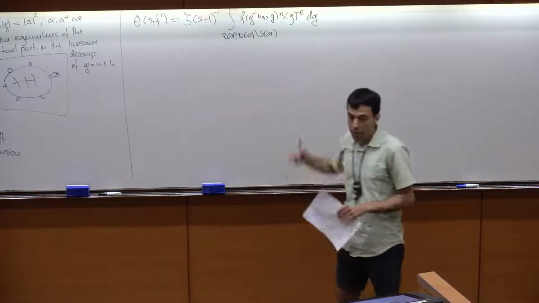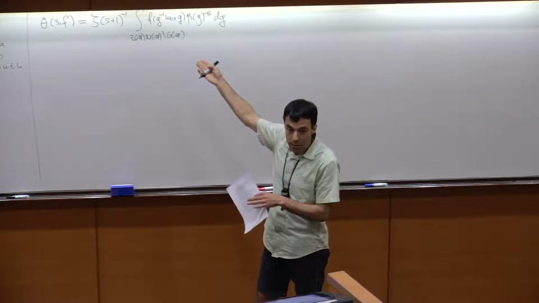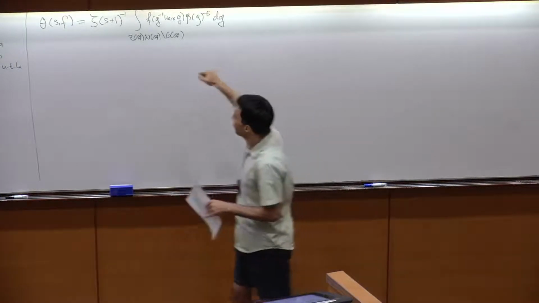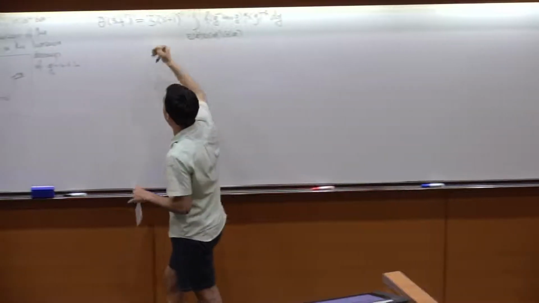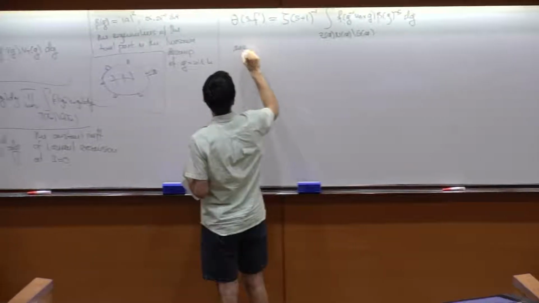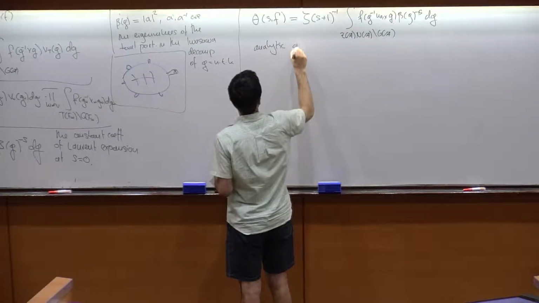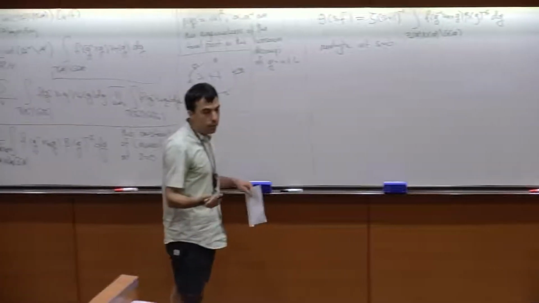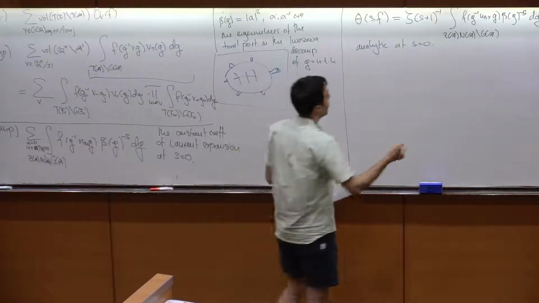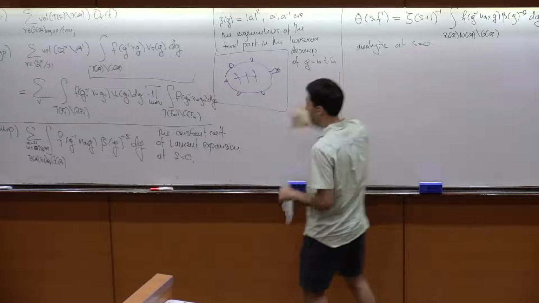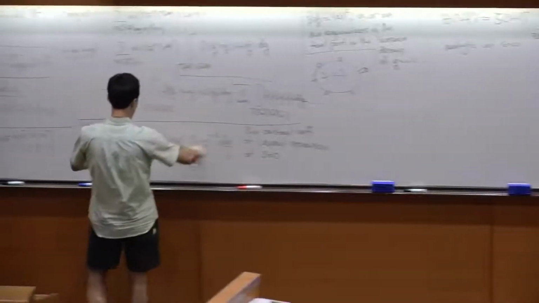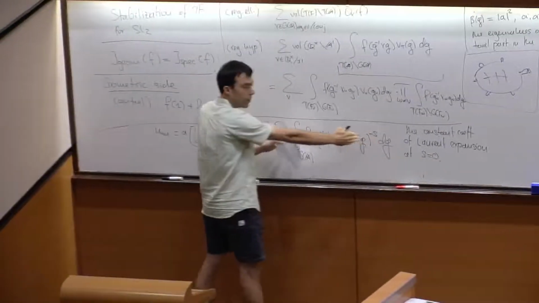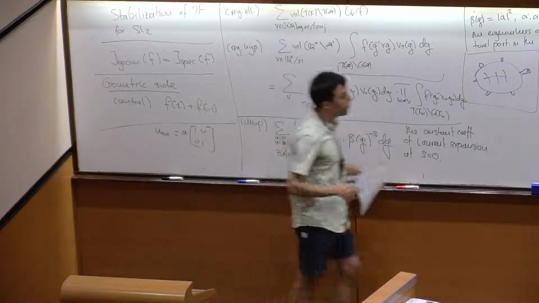Let me not put them in there, it will depend on that. Okay, and now these poles cancel out just right. So this thing is going to be analytic at s equals 0. And so you can do a very simple computation to work out what the constant term of the Laurent series expansion of this integral is without the sum.